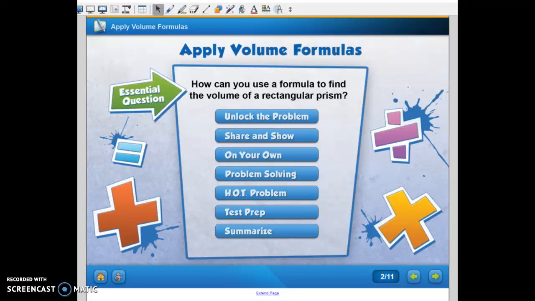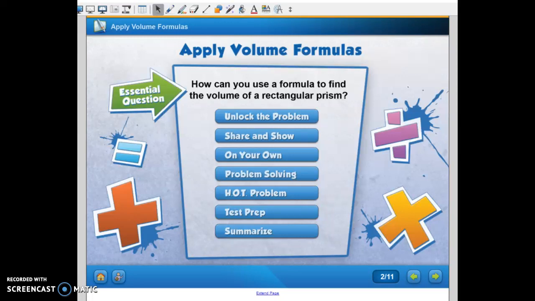Okay, today we're going to look at lesson 11.10. Apply volume formula. What is the volume formula? Can I write it up there with the letters, remember? Length times width times height. Or what else can it be?